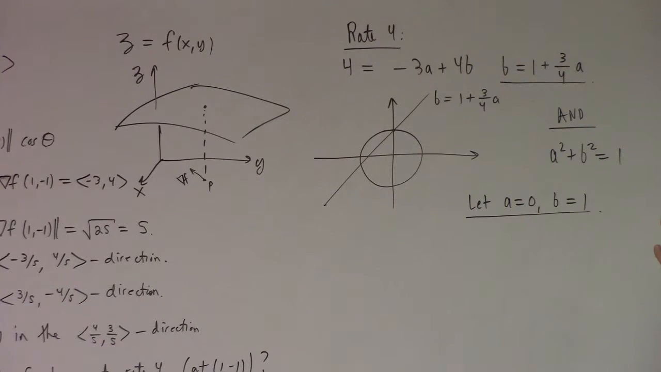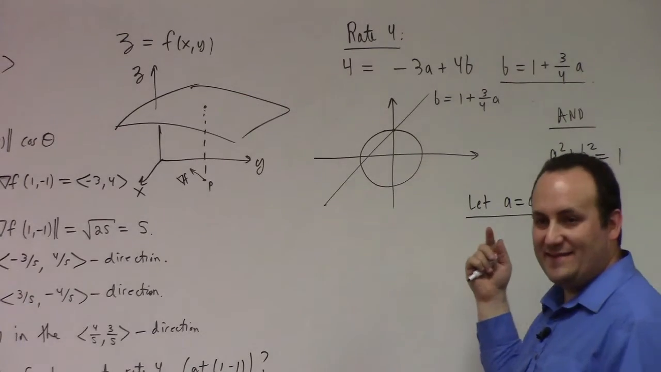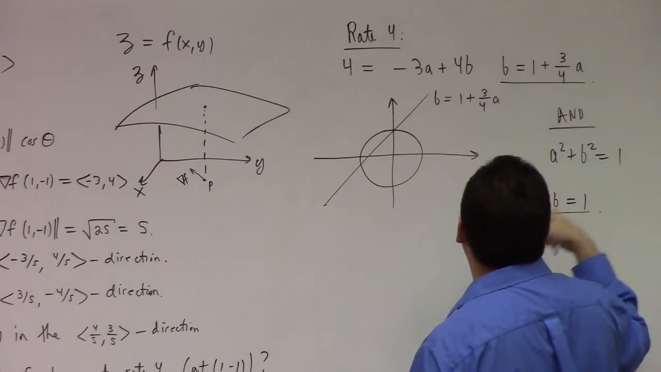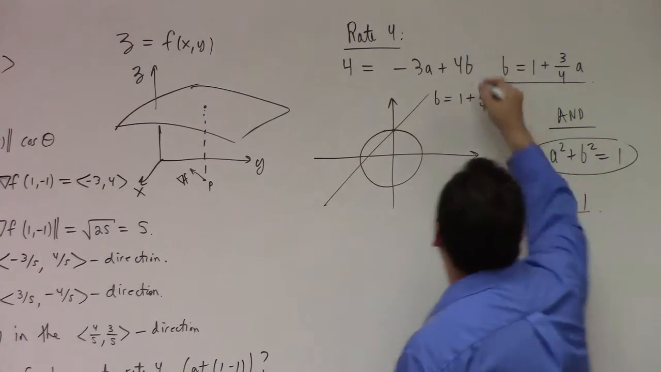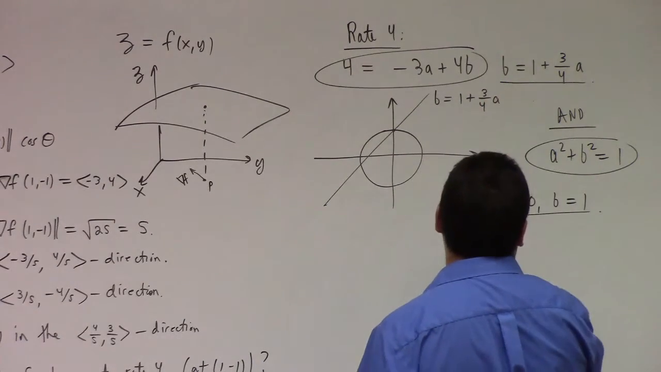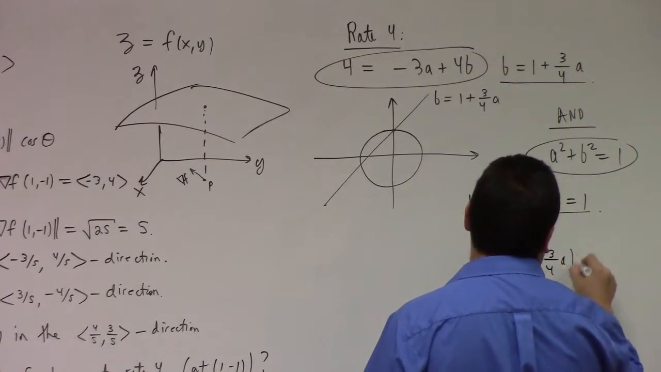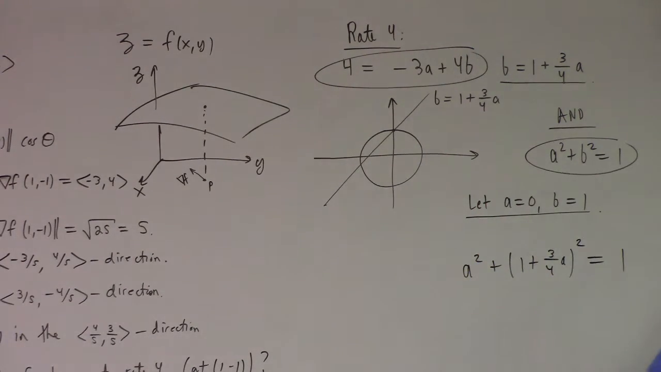Okay, so what's the other solution then? How do you solve this? I mean, we just got lucky from the graph, right? That's an accident. Generically speaking, you have this equation and this equation. You can solve it, right? You just solve for one of them. Oh, here I already solved for b. So we've got a squared plus (1 plus 3/4 a) quantity squared equals 1. And you got to solve that.